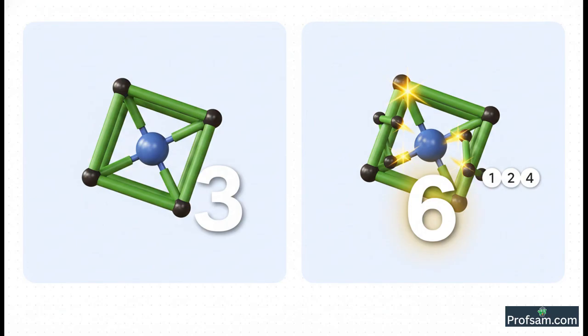In this formula, you see a 3 next to the en, which stands for ethylenediamine. So you might think the coordination number is 3, but that is wrong. Remember, ethylenediamine is a bidentate ligand. It has 2 teeth, or 2 donor atoms. So since there are 3 of these ligands, the total number of donor atoms is 3 times 2, which gives us a coordination number of 6.